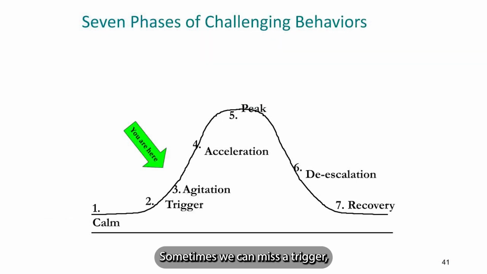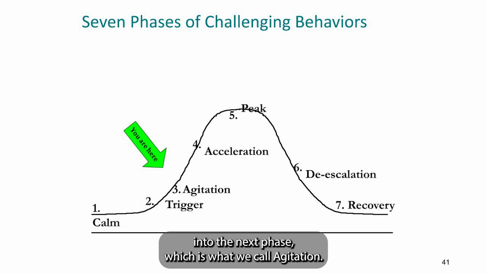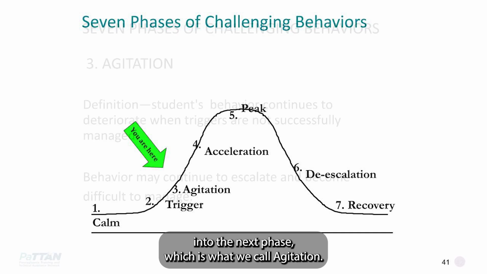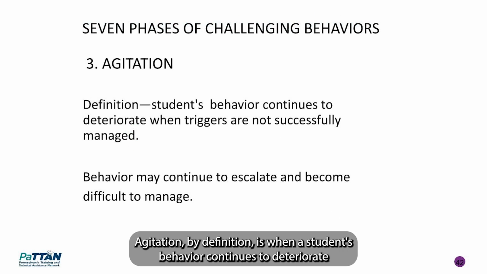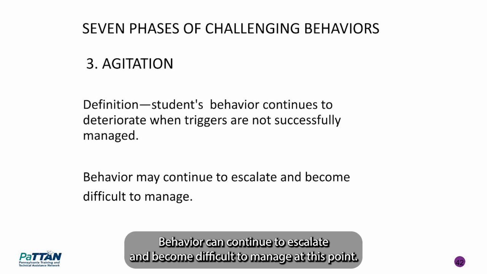Sometimes we can miss a trigger, or sometimes a student is escalating so quickly that they're moving already into the next phase, which is what we call agitation. Agitation, by definition, is when a student's behavior continues to deteriorate when triggers are not successfully managed. Behavior can continue to escalate and become difficult to manage at this point.